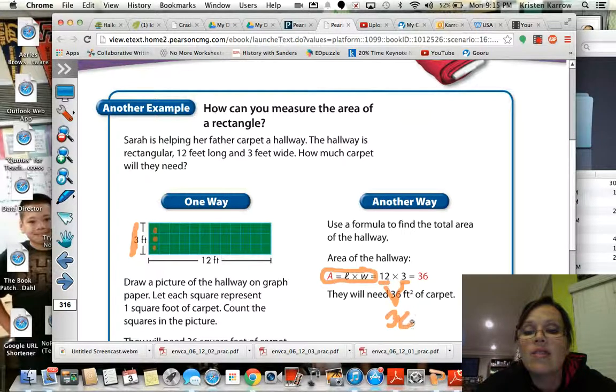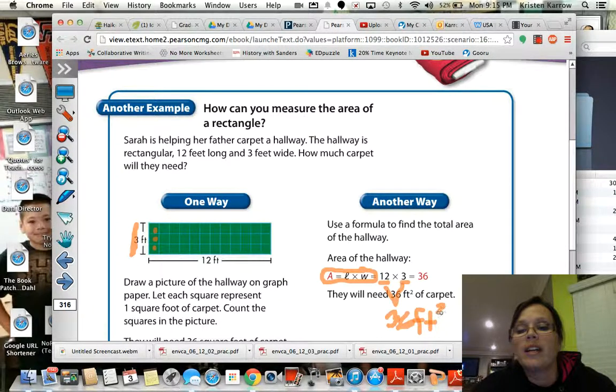We will get the wrong answer if you do not label it. The units in this case, we're using feet, and we have to square it when we're talking about area. So we have 36 feet squared that they need of carpet to fill this space.